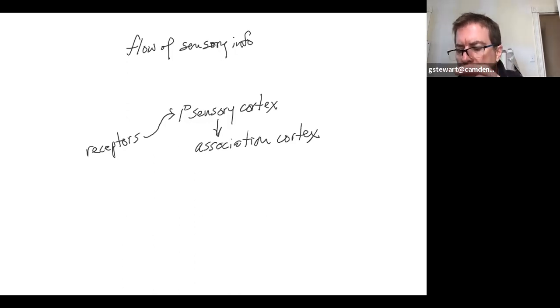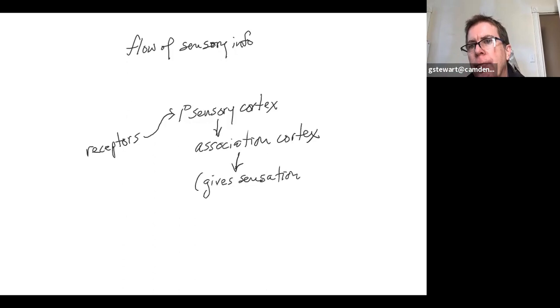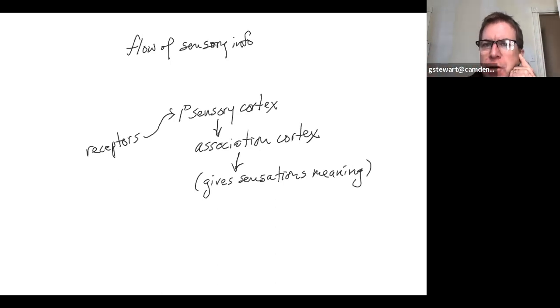And then a signal gets sent to what we call multimodal association cortex. And this is what actually gives those sensations meaning. It puts things into context for us in our brains. And then it is in these association cortexes where a decision is made to do something or not to do something about the original change that was sensed out here.